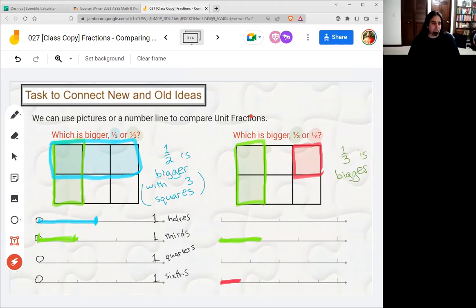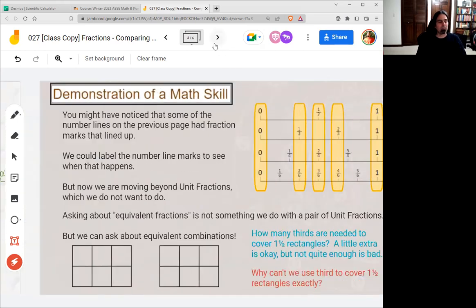Holler if you're not. This is an important kind of thing to be able to see which is bigger. You don't have to be good at both things. If you like the boxes and not the number lines, use the boxes. If you like the number lines but not the boxes, use the number lines.